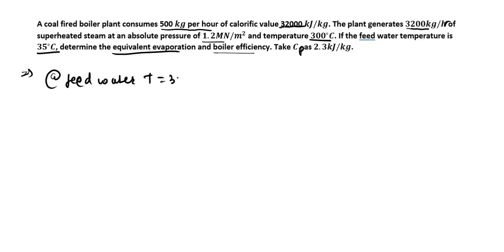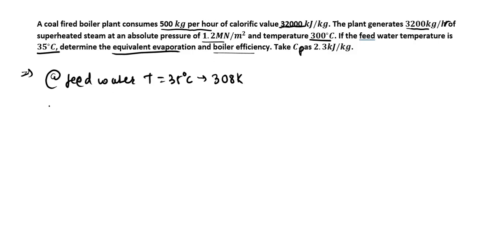temperature, which is nothing but 35 degrees Celsius, which can be converted into Kelvin by adding 273 to it, which will become 308. So 273 plus 35, 308 Kelvin.